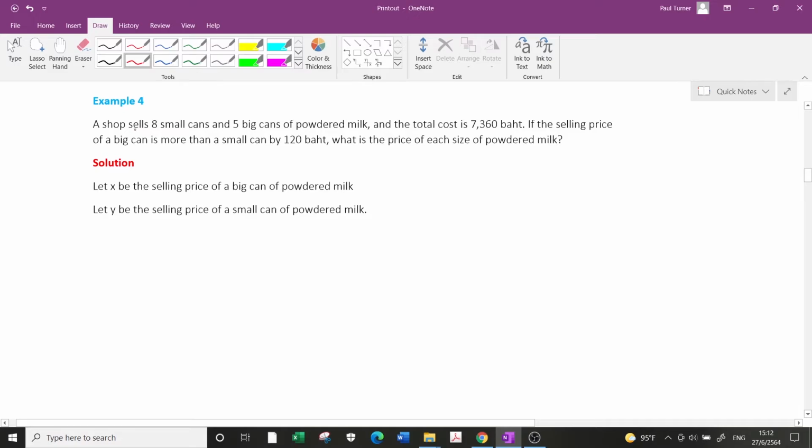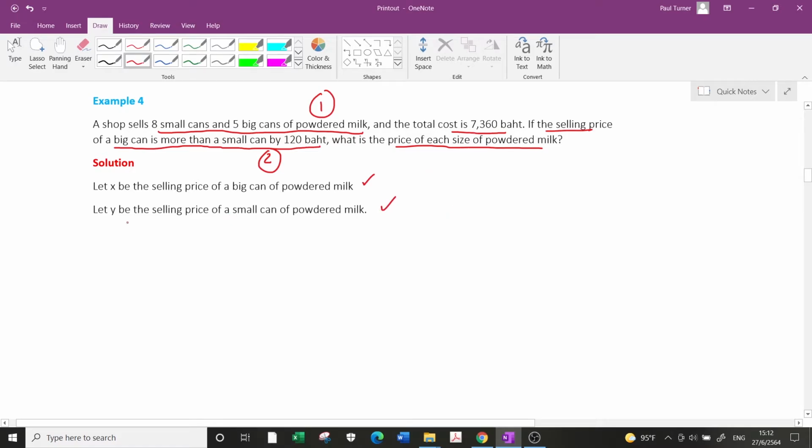In example 4, we have a shop. They sell 8 small cans and 5 big cans of powdered milk, and the total cost is 7,360 baht. This will be your first equation. If the selling price of a big can is more than the small can by 120 baht, this will give you the second equation. What is the price of each size of powdered milk? Okay, so we let x be the selling price of a big can and y be the selling price of a small can.